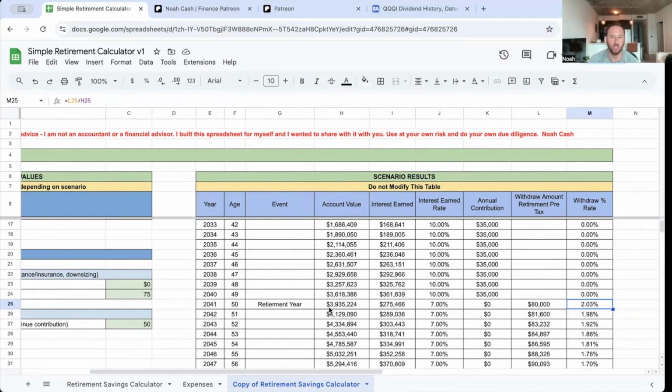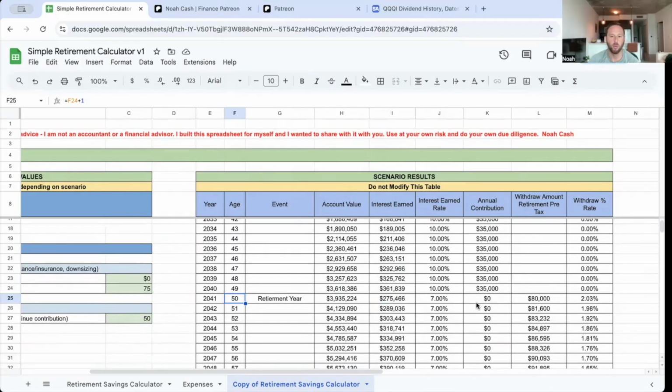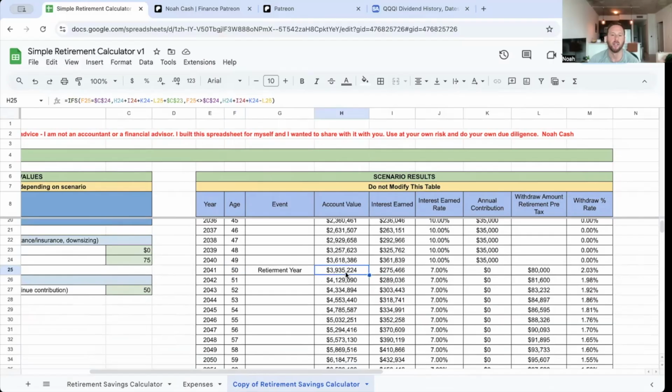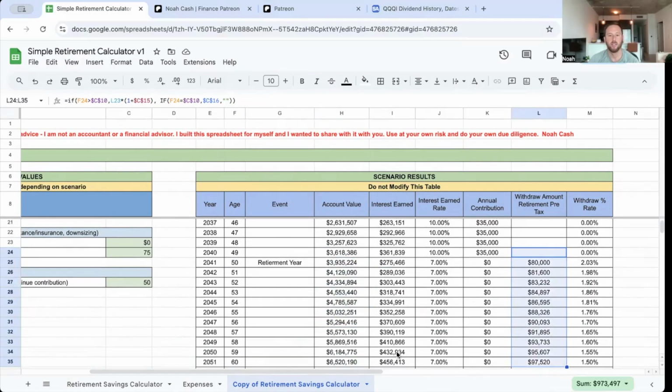And with this simulation, of course, it is a simulation. Use it at your own risk. But with this simulation, with that 4 mil at 50 years old, you will effectively never run out of money. You can see by 60, we're withdrawing and we're still appreciating. We're up to 6 million by 60, right?